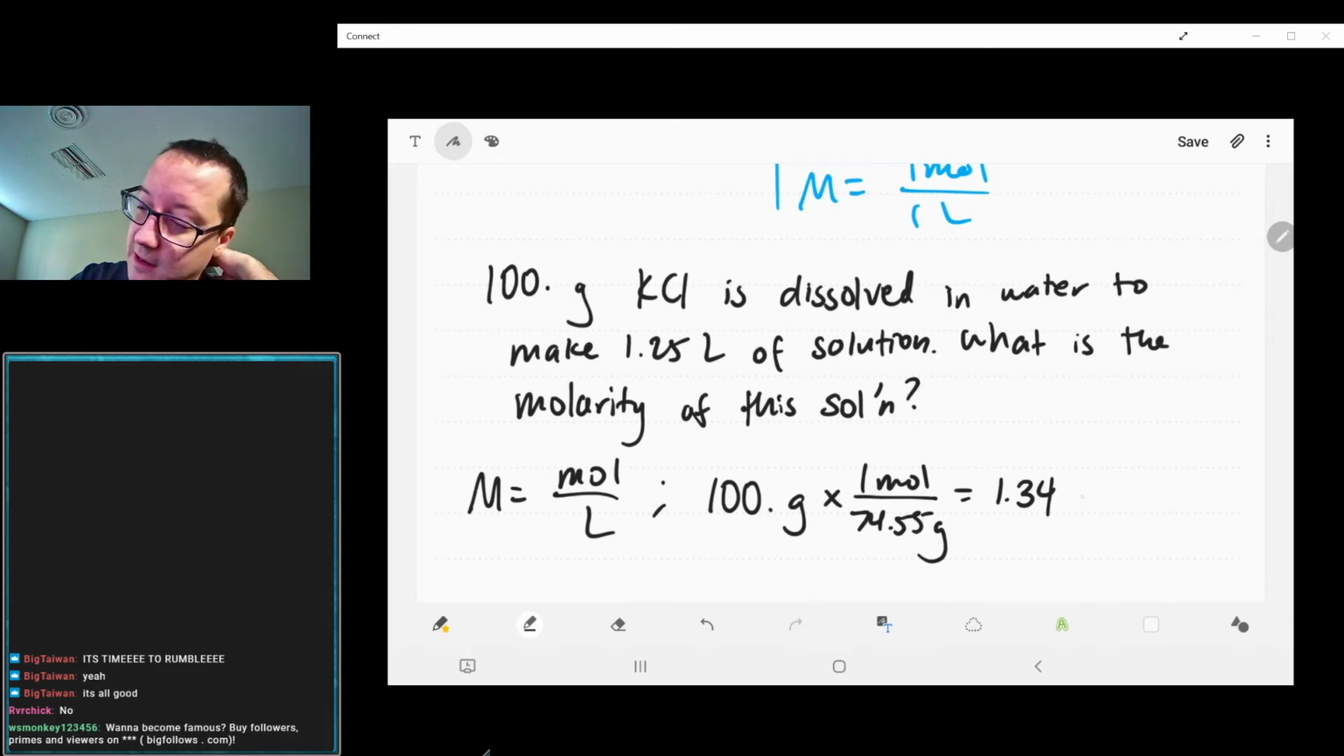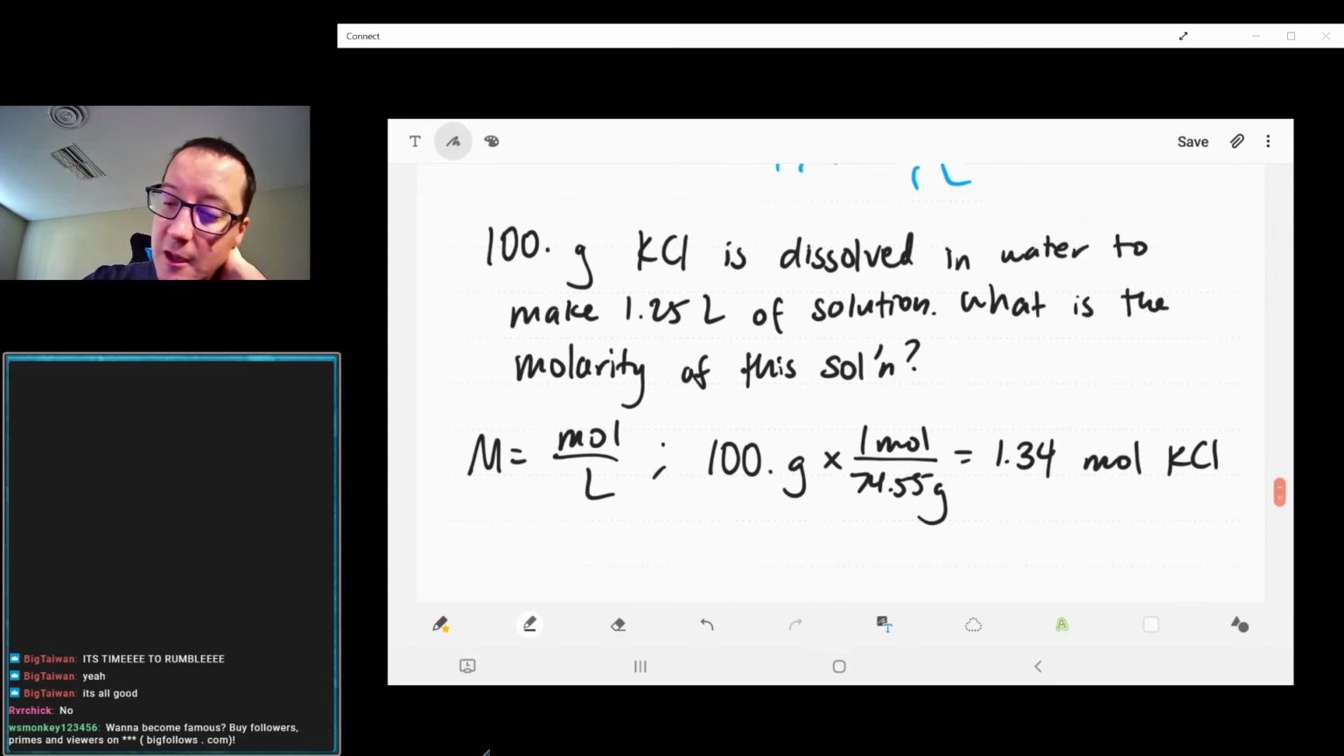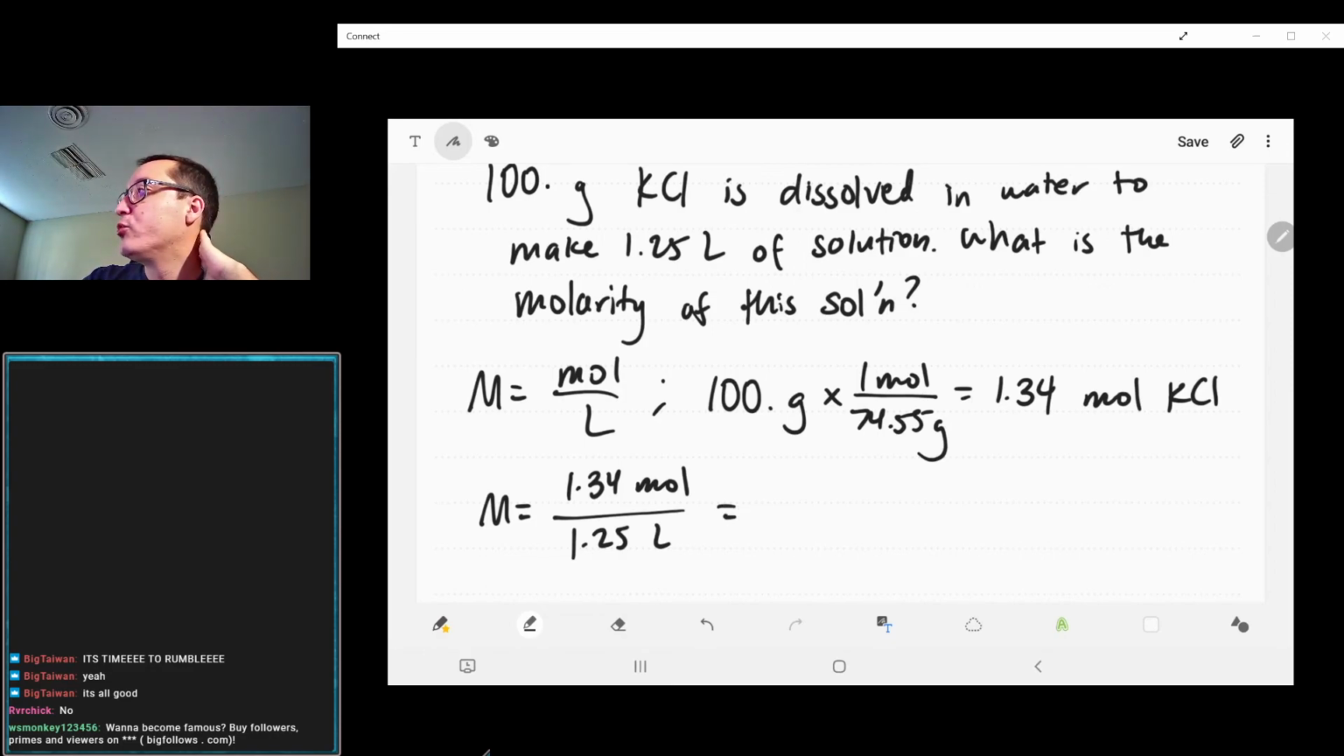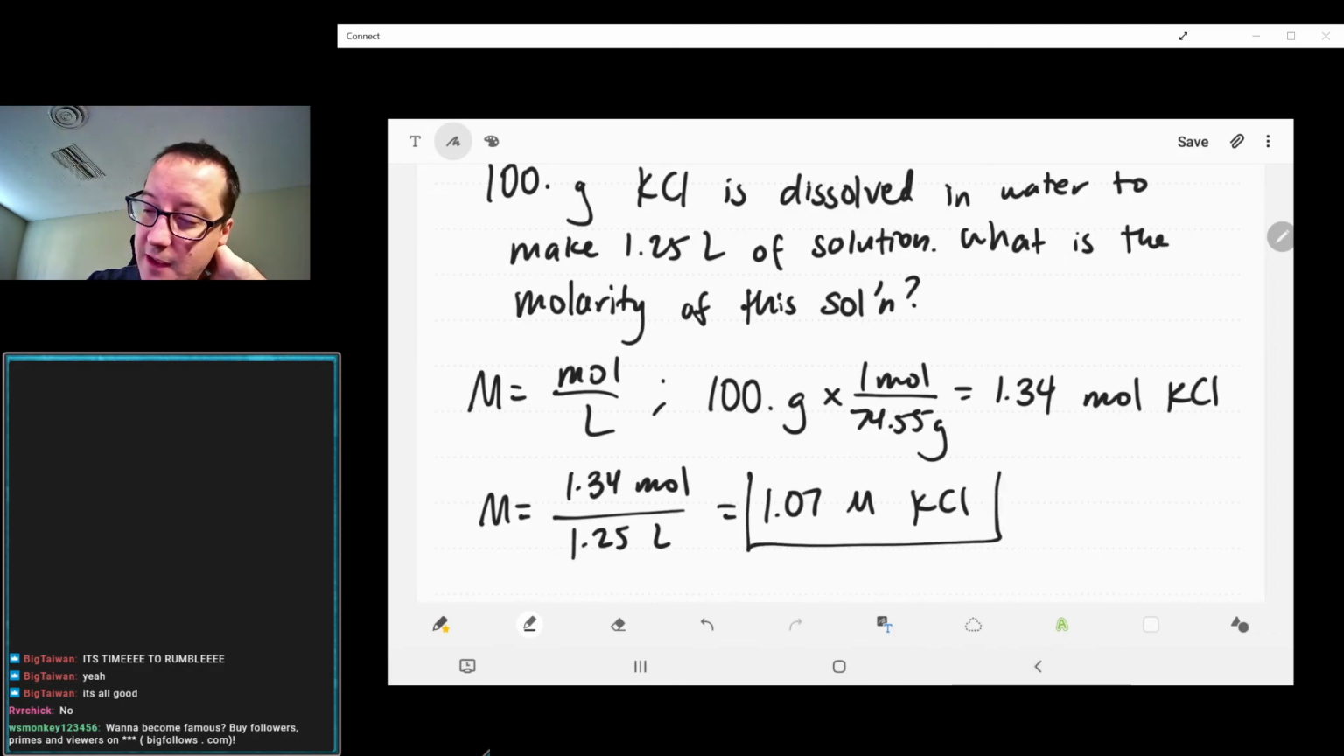Okay, so we end up getting that many moles of KCl. The molarity is the moles per liter, so we can go ahead and figure that out. 1.34 moles, 1.25 liters. Let's do the math. And we get that this solution is 1.07 molar KCl. And so this is kind of how you would answer that sort of question.